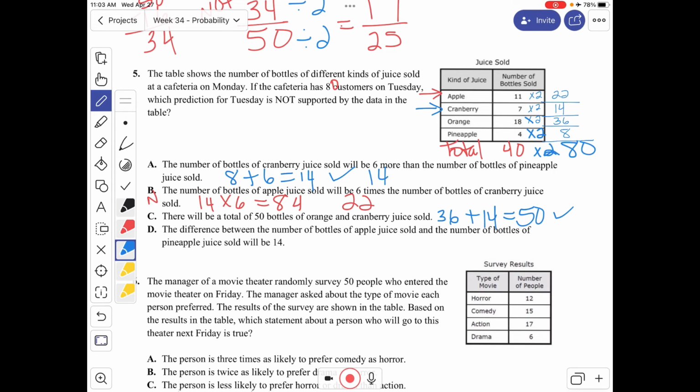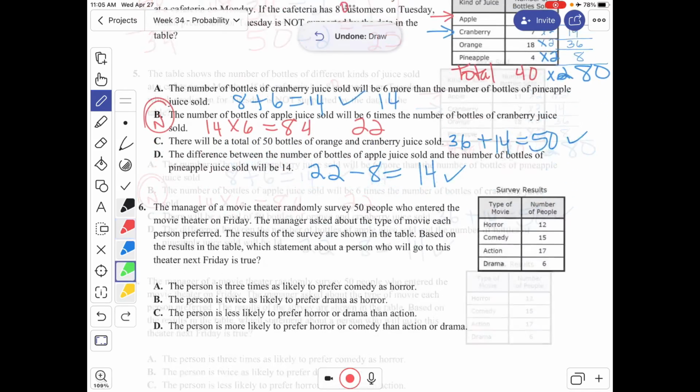Choice D. The difference between the number of bottles of apple juice sold and the number of bottles of pineapple juice sold will be 14. Apple was 22. Pineapple was 8. 22 minus 8 is 14. That is also correct. So B is the not answer.